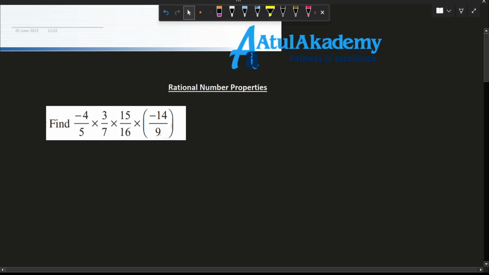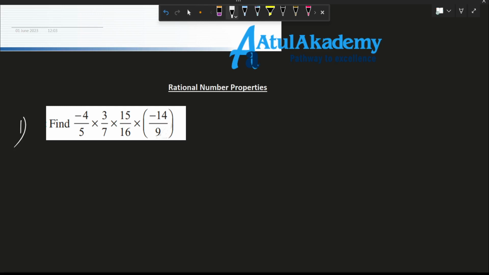So students, in this video we are going to solve a few problems related to properties of rational numbers. We are going to apply the properties of rational numbers in these problems to make our calculations easier. So to begin with, let's start with the first problem. It says find the product of these four rational numbers.